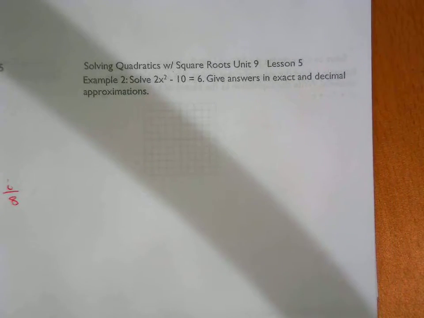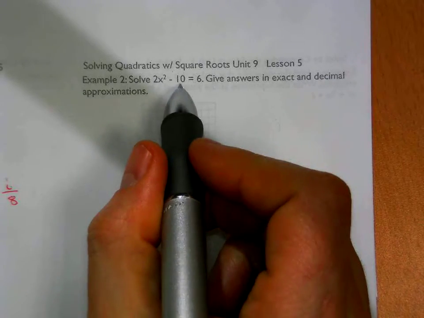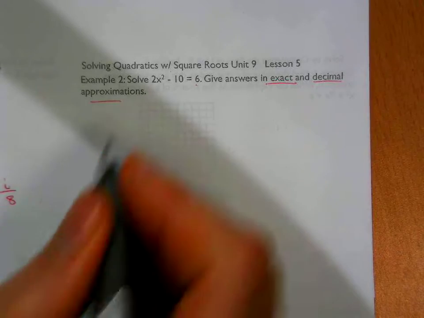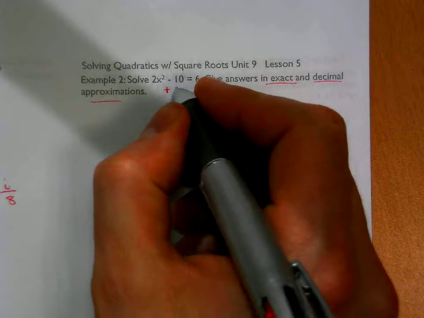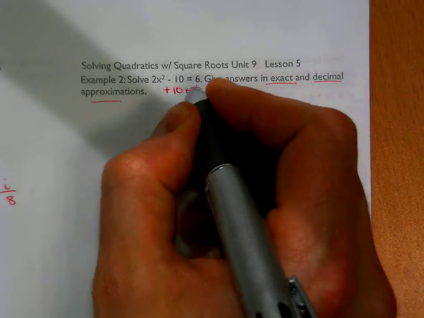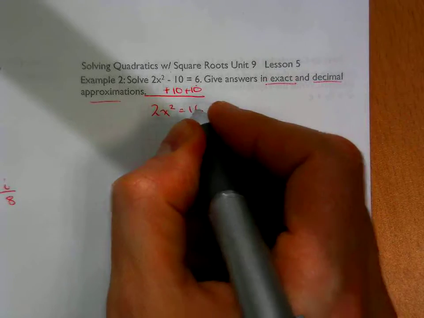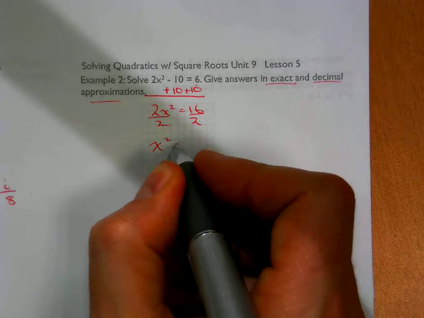So it's not all as easy as these first few. Here we've got 2x squared minus 10 equals 6, but then it says give your answers in exact and decimal approximations. So it's a little bit more work cut out for us. We're going to first start by adding 10 to both sides. Now I'd have 2x squared equals 16. Divide both sides by 2, and so now I have x squared equals 8.